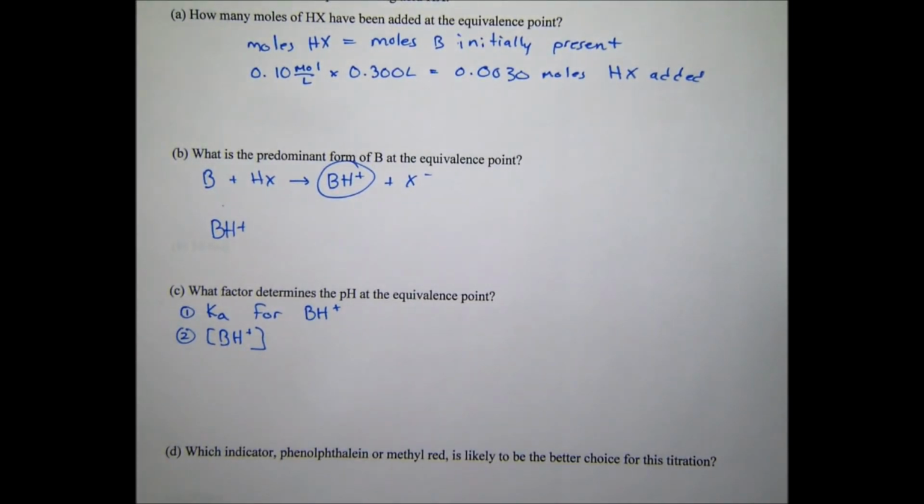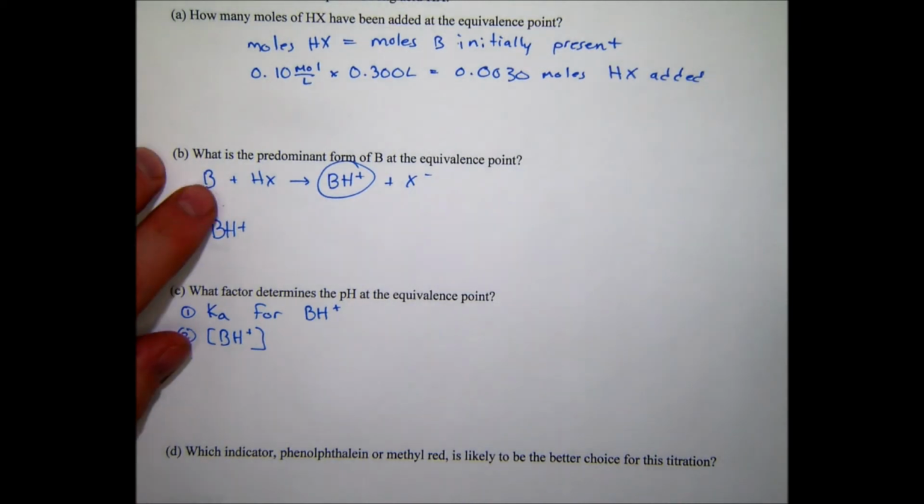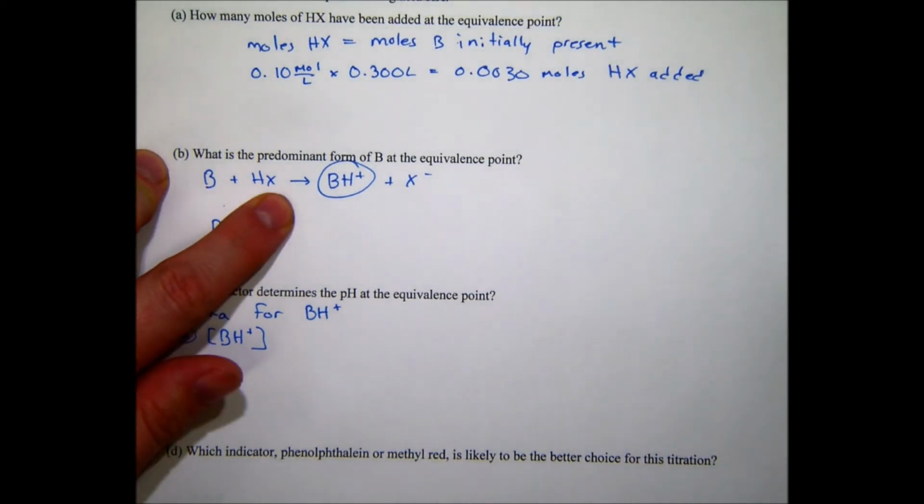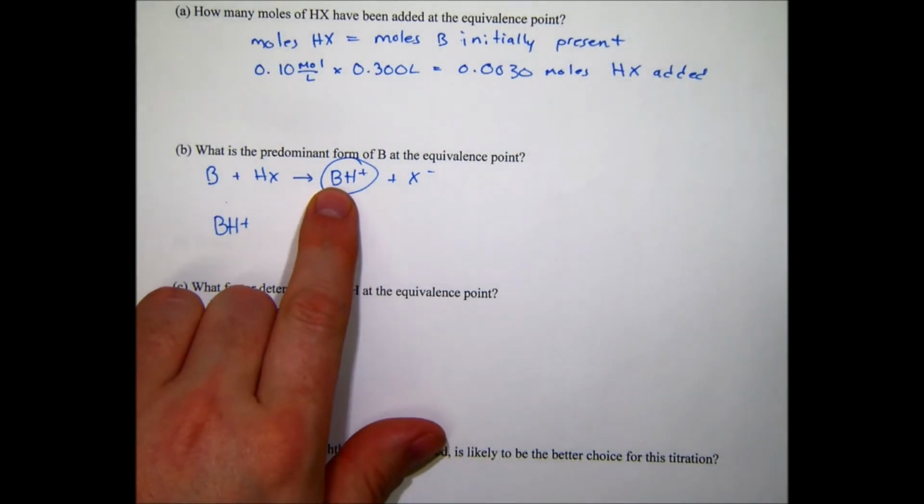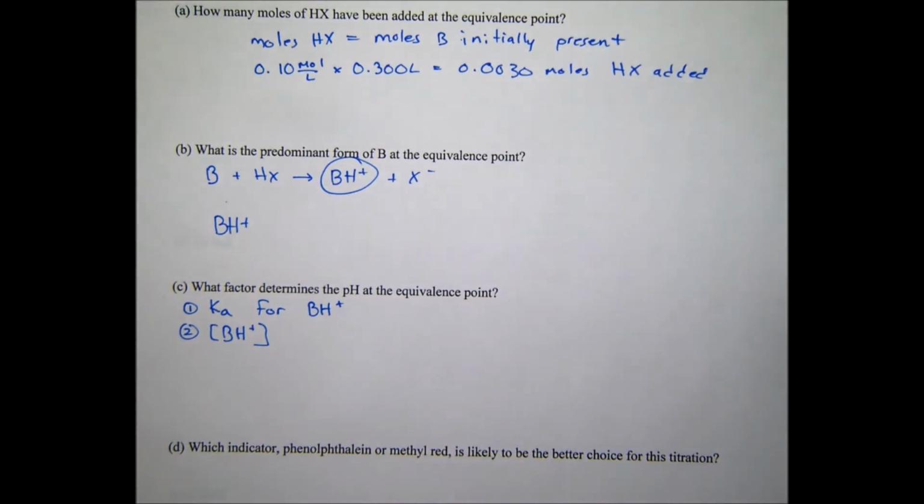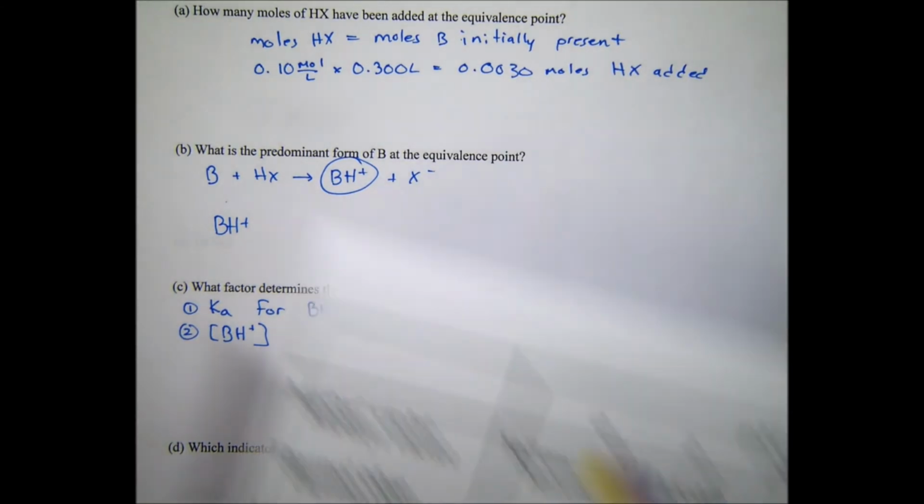Which indicator, phenolphthalein or methyl red, is probably the better choice for this titration? So we have a weak base with a strong acid. That tells us that the equivalence point is going to be in a situation where the pH is less than 7. And that pH is going to be less than 7 because BH plus is now present. So we need something that's going to be just below 7.